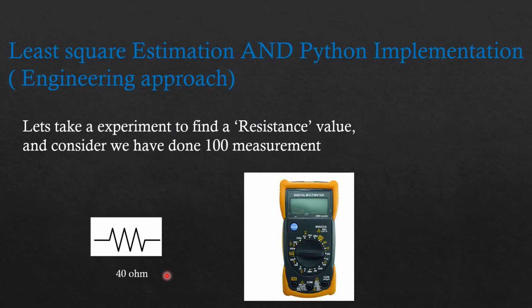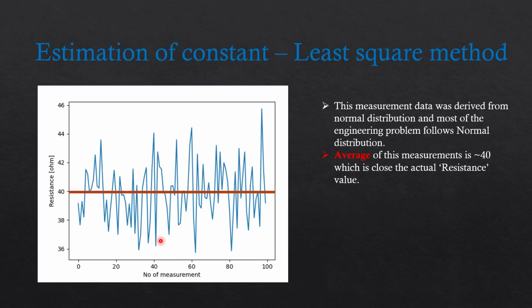To get back to the estimation of constant, you are trying to measure a resistor with the help of a multimeter, and the multimeter has a known error built into it. You have done 100 measurements and you want to find what is the best value for this resistor. Once you have done the measurement, what you would do is take an average of all the values, and probably that works okay.